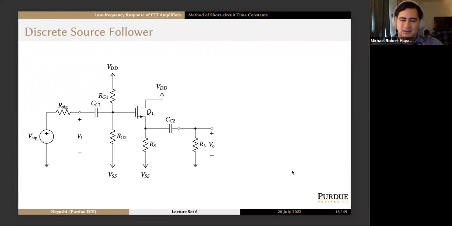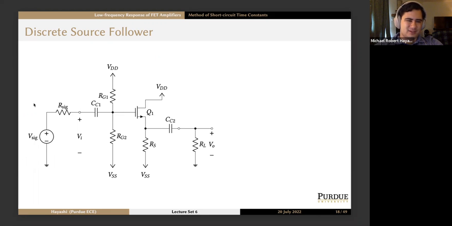So we have two other single transistor amplifier configurations we talked about: the discrete source follower, or in other words, the discrete common drain amplifier. We also have the common gate amplifier with discrete elements. So here's a discrete source follower.